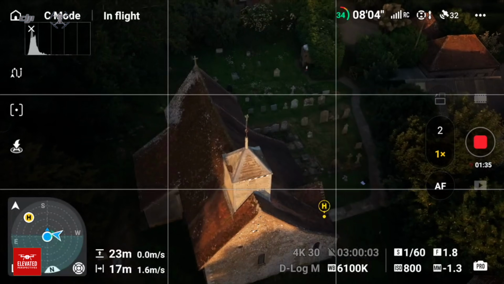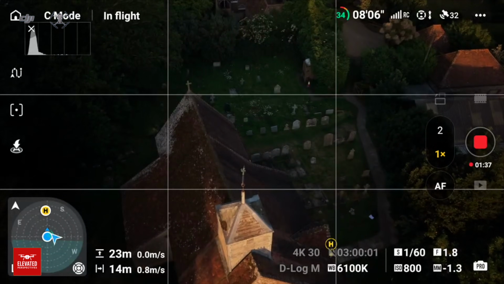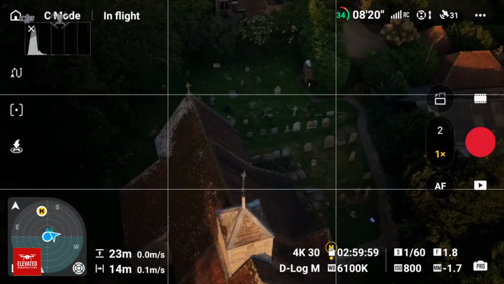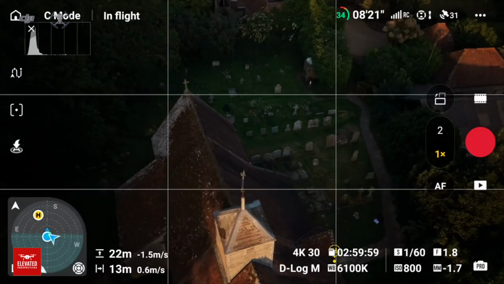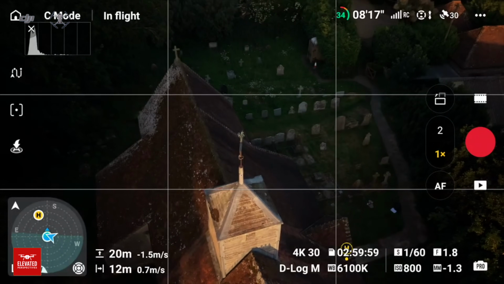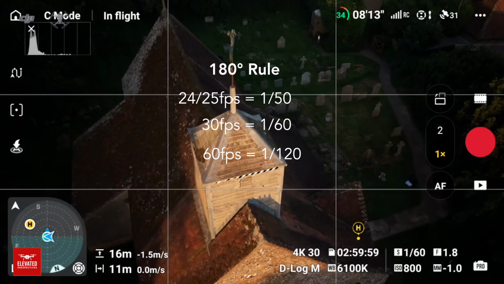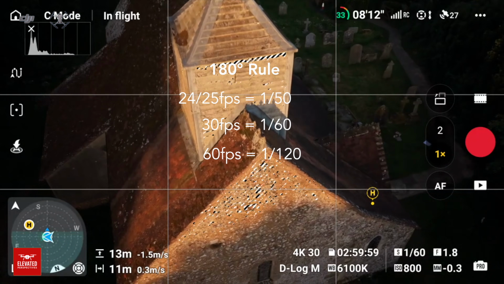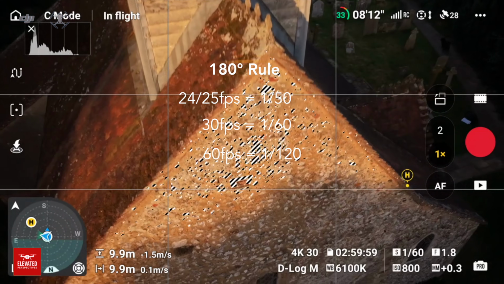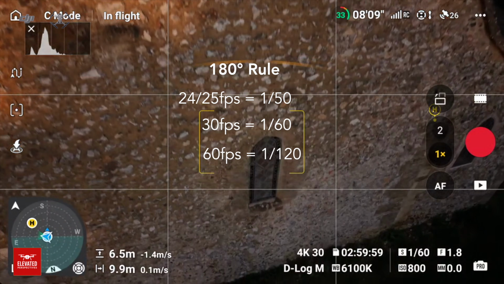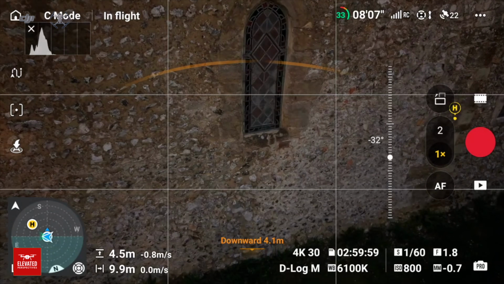For these shots, slower is usually better. Use cine mode if your drone has it. Keep your stick movements gentle. Don't rush the reveal. If you're filming at 25 frames per second, aim for around 1/50th shutter if you're following the 180-degree rule, and use ND filters if the scene is too bright.